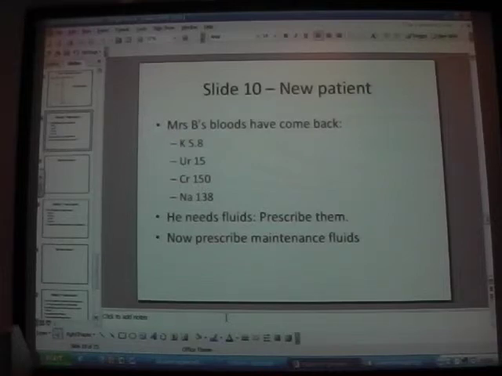Okay, slide 10, we're nearly at the end. So hang on, because this is all the stuff that could come up in your OSCE. Mrs. B's bloods have come back. She's in AKI, obviously. She needs fluids, so prescribe them for AKI.